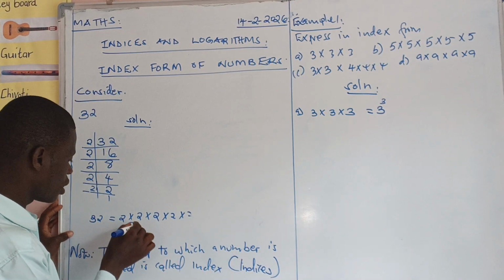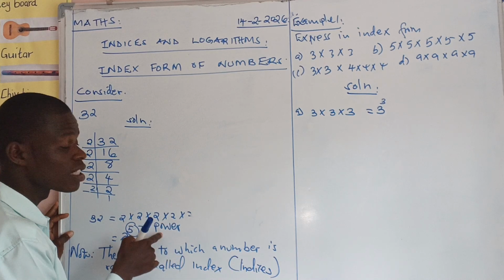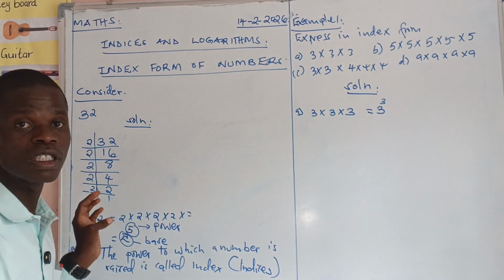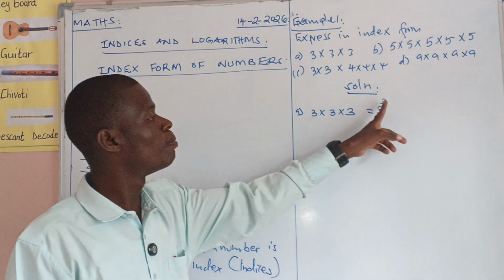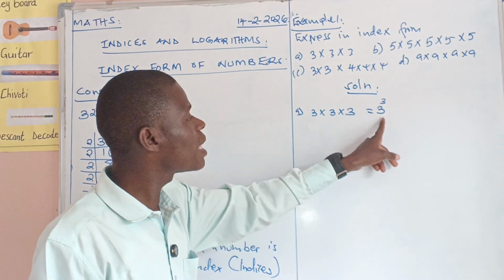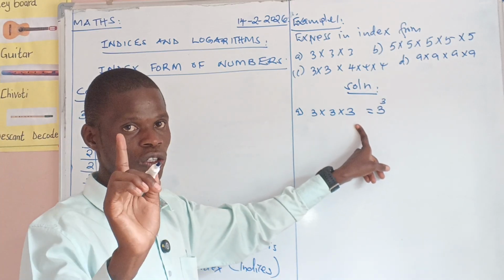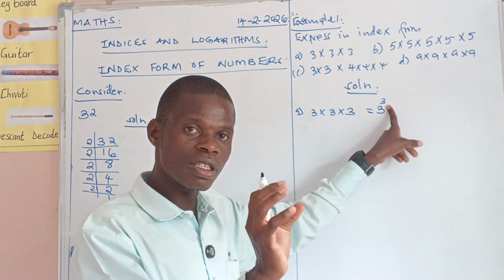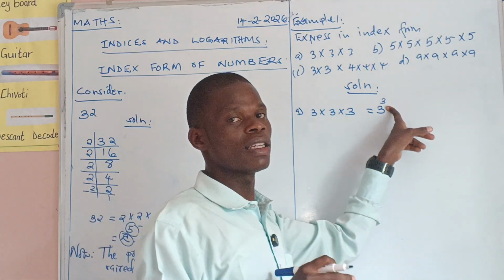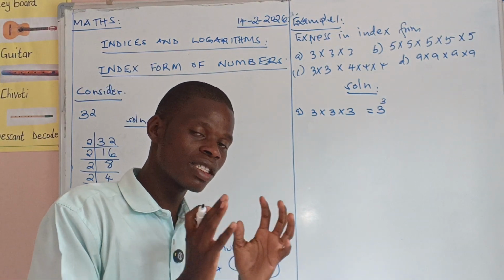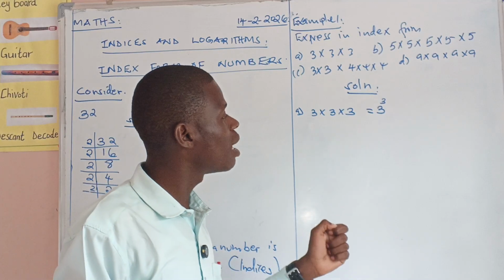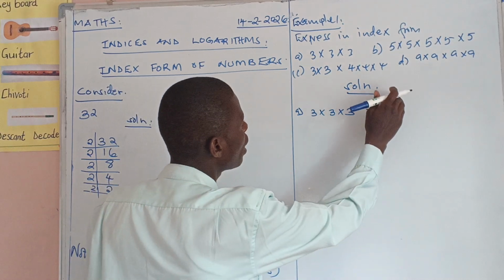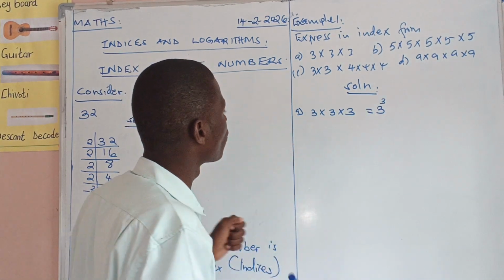So that is the power 3, the base 3. The 5 here is the power, and 2 here forms what we call the base. So 5 is the power, 2 is the base. Here, the power is 3 and the base is 3. The base is the number we are multiplying by itself. Don't forget that. The power is the number of times we are multiplying that number. So 3 times 3 times 3 is 3 raised to power 3. It is read as 3 raised to power 3.